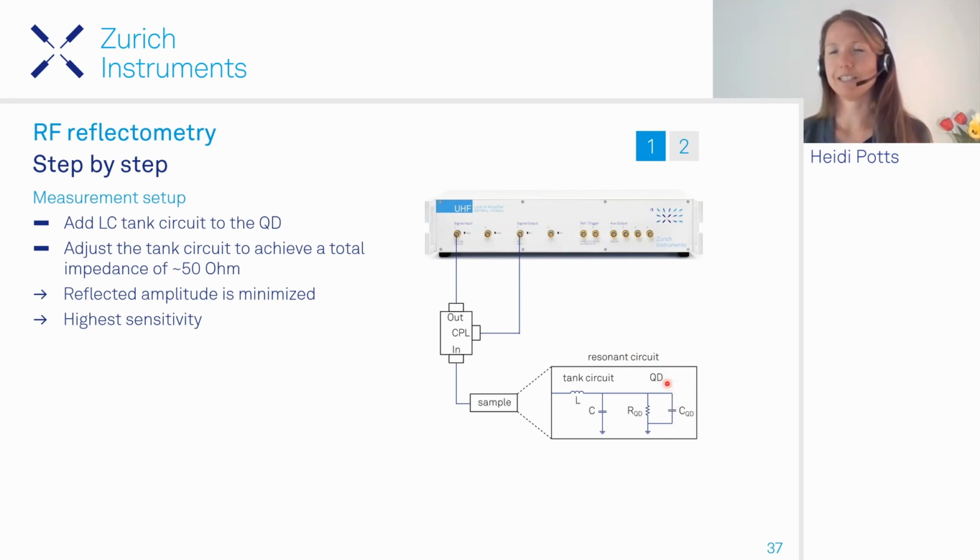Your quantum dot device here can be modeled as a resistance and a capacitance in parallel. And then you want to attach a tank circuit that, in the simplest version, consists of an inductance and a capacitance.